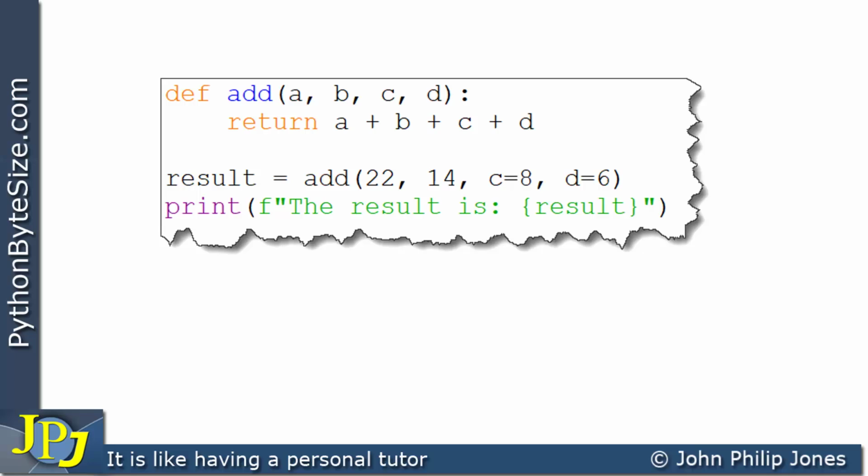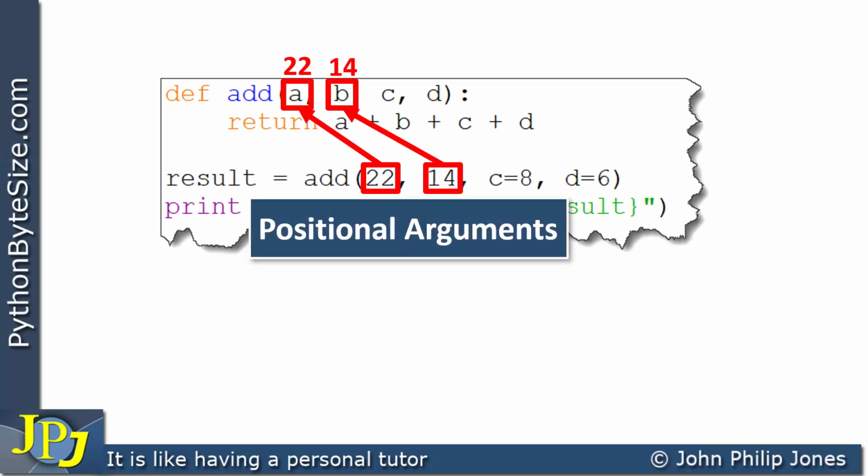We'll firstly consider the 22 and the 14 that are within the brackets of the call, and we can see that they're going to be passed to the A and the B, which are the first and second in the brackets of the function definition. Now, the mechanism for the passing of the 22 and the 14 to the A and the B respectively is an example of positional arguments. They're referred to as positional arguments because of the positions they take up.